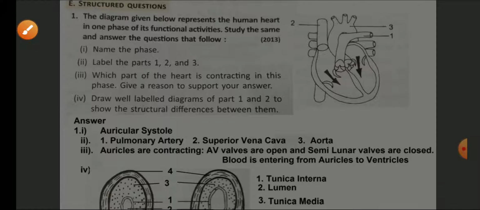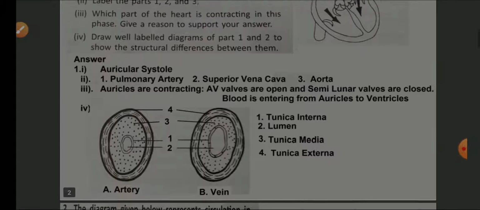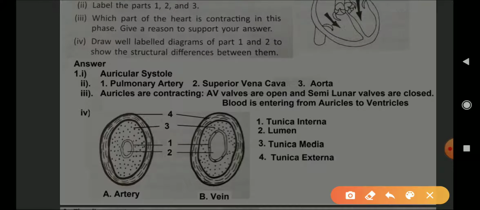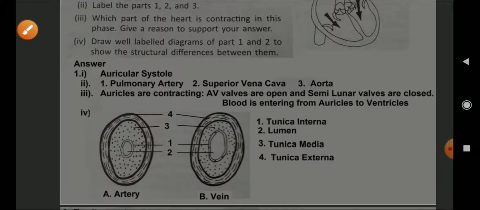Draw the well-labeled diagram of 1 and 2. So 1 was artery and 2 was vena cava. I have drawn the diagram of artery and veins, but I have not mentioned the structural difference. The structural difference you can see very easily. You see the tunica media, number 3 here, this one is thick. So artery has thick and veins have thin tunica media. See the lumen is narrow here, and here the lumen is broad. So these are the structural differences between the artery and vein.